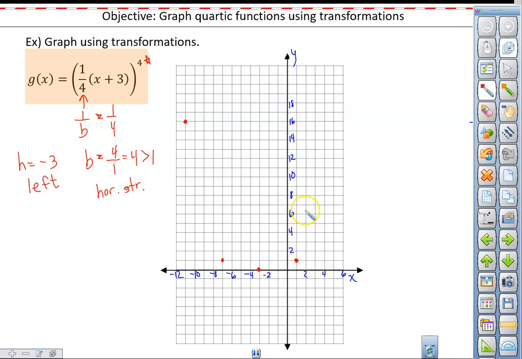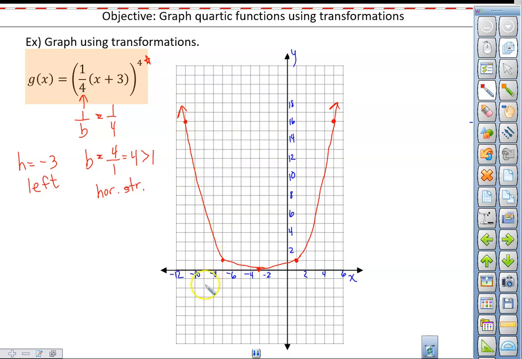And then our last point here, 2, 16. That horizontal distance of 2 gets stretched by a factor of 4. 2 times 4 is 8. And then it moves back 3. 8 plus a negative 3 takes it to 5. So we are now here at 5, 16. So here is our function, and we can draw in our U-shaped curve here. Looks somewhat like, but not exactly, by definition, a parabola. Put our arrows on the end and finish.